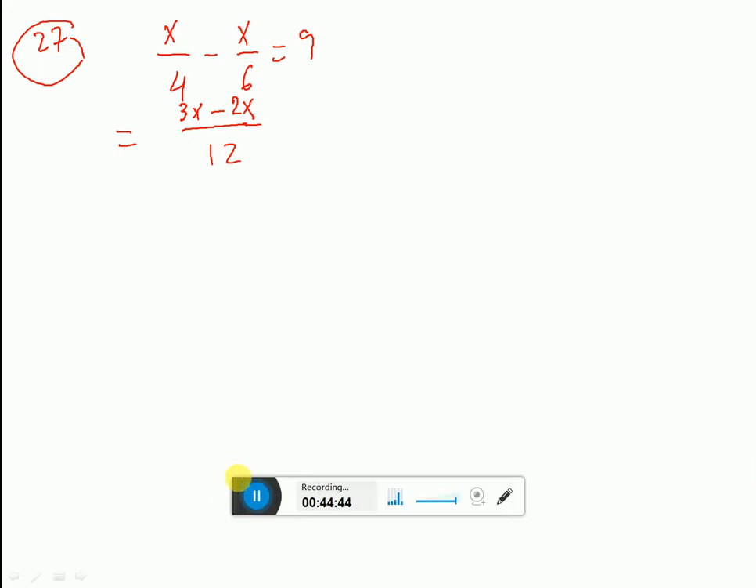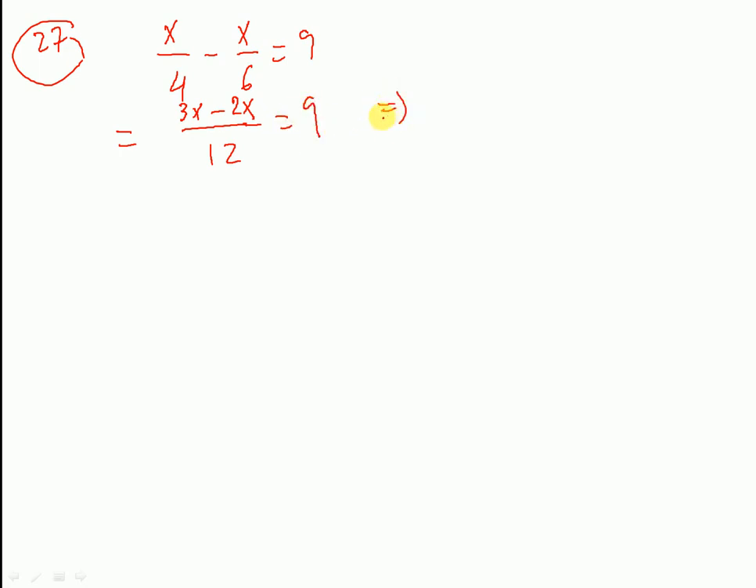And this is equal to 9 on the right side. Now you can simplify this further. 3x minus 2x gives you only 1x over 12 equal to 9. In order to solve for x, multiply 12 on both sides, because the 12 is gone here. 12 times 9 should give me 108, so B is the final answer.